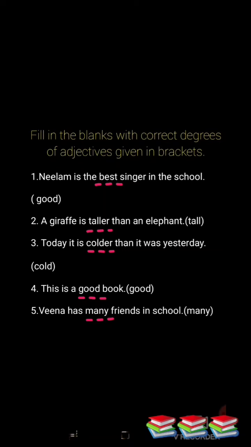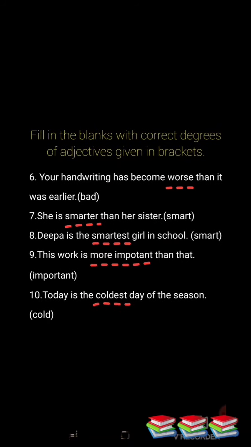This is a good book. Because there is no "the" and no "than" in the sentence, you simply use the bracket word, good. Veena has dash friend in school. Many is there, and there is no "the" and "than" in the sentence. It means you have to use the same word given in the bracket. So many comes in the blank as it is. So let's discuss more about this one.